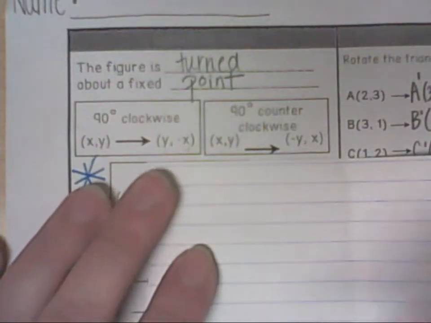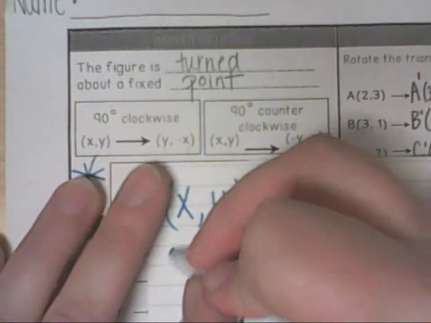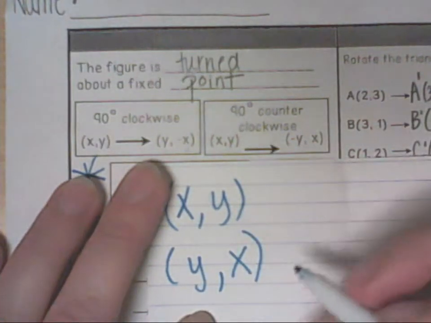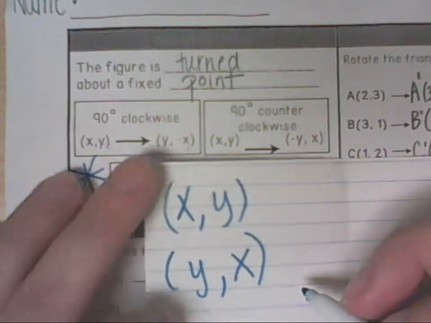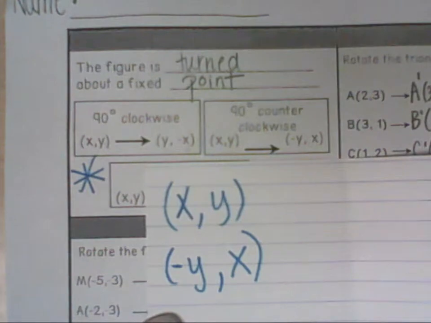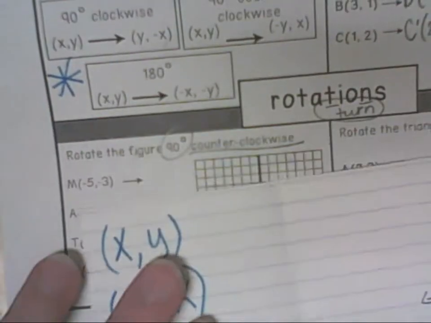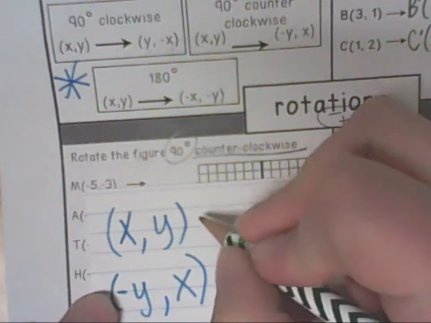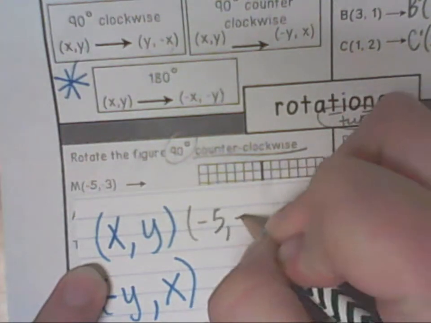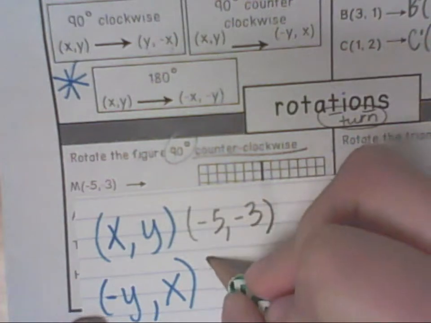And our rule says that if it's X, Y, what we're going to do now is we're going to reverse it to Y, X. And this time, we're going to do the opposite of Y, so -Y. So let's go ahead and try that in this example. So the ordered pair is -5, -3. So what we want to do is we want to flip our numbers.